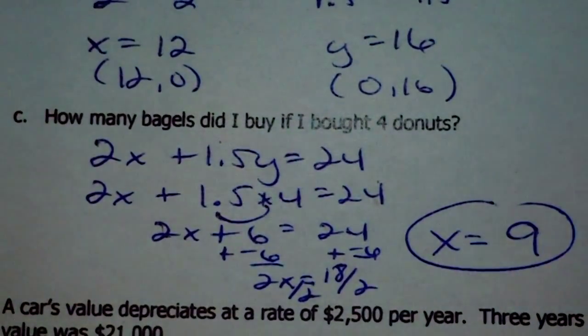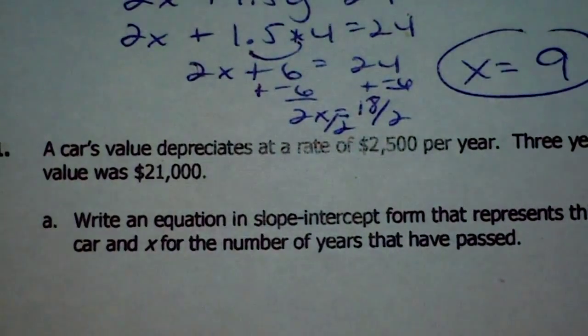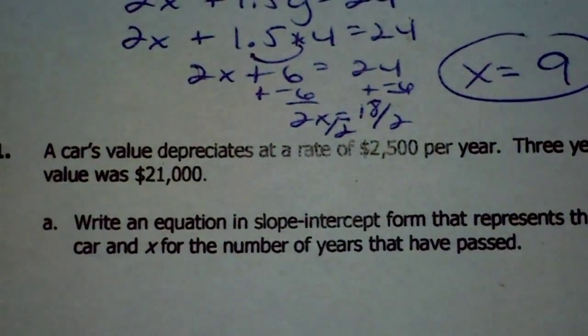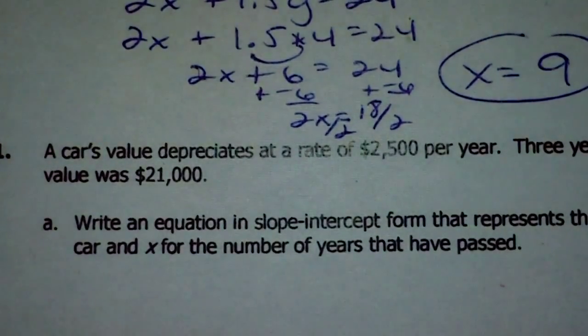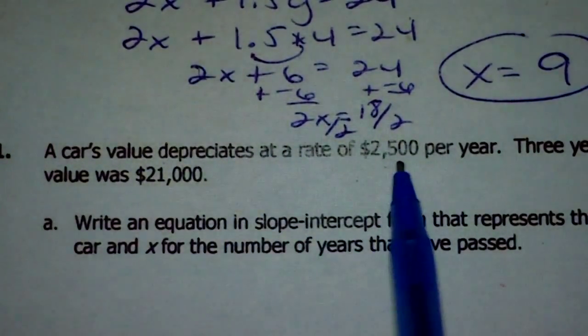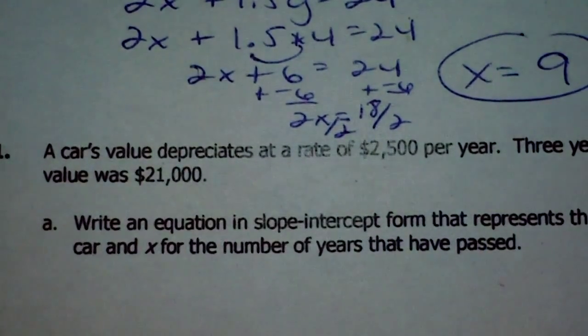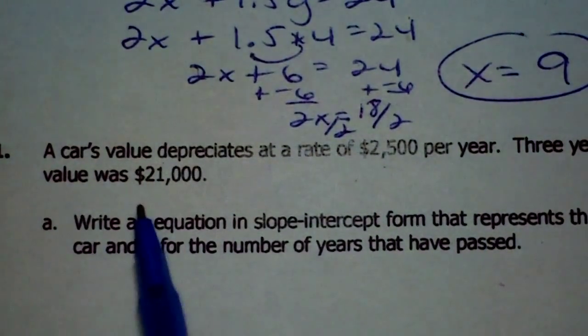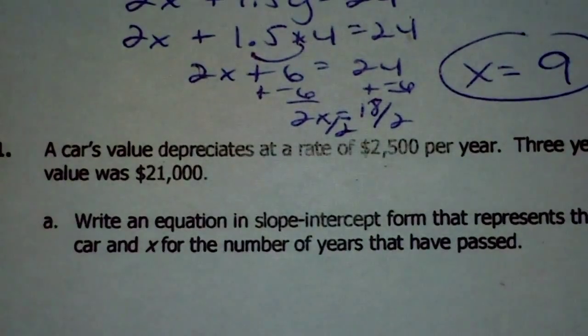Alright, last but not least, the grand finale here. A car's value depreciates. Depreciates is talking about how much it's going down by. Appreciates means you're gaining money on a car. That doesn't happen. Like the second you drive a car off the lot, you've lost like $5,000. It's crazy. So anyhow, a car's value goes down at a rate of $2,500 a year. 3 years after it was purchased, its value is $21,000.